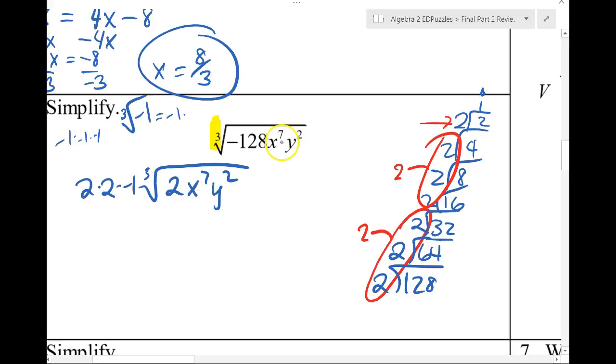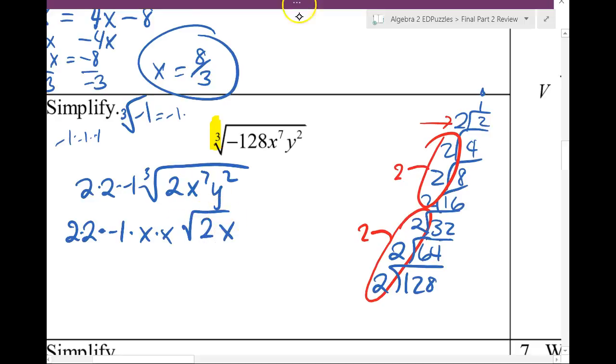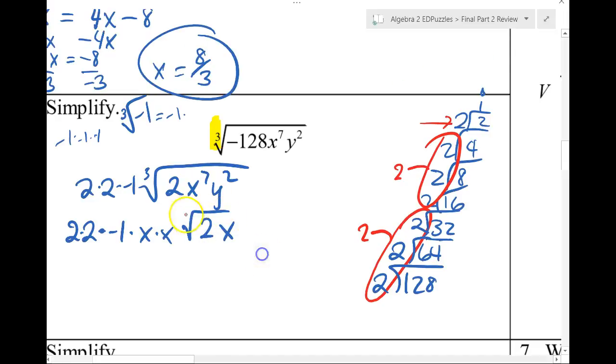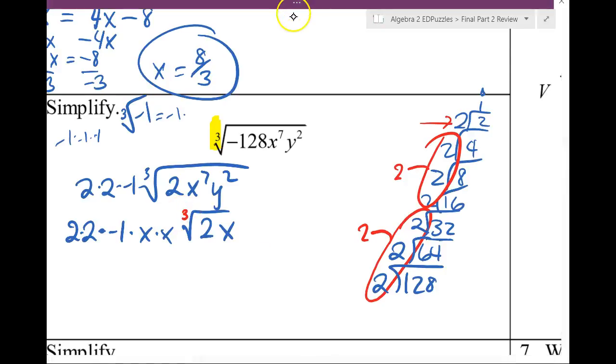Okay, so I can divide 3 into 7 2 times, so that means I'll bring out 2 x's. 1 and 2. But then there's a remainder of 1 when you divide 3 into 7. So that means I'll still have 1 x on the inside. And then don't forget to write your index. Oops, sorry. So put that in a different color just so you can see it. Don't forget to write the index on every step.